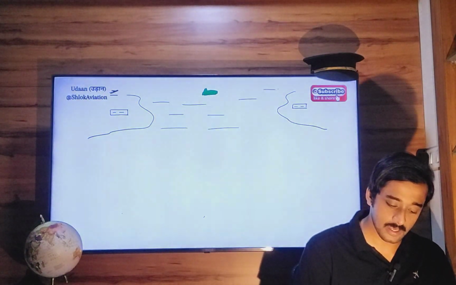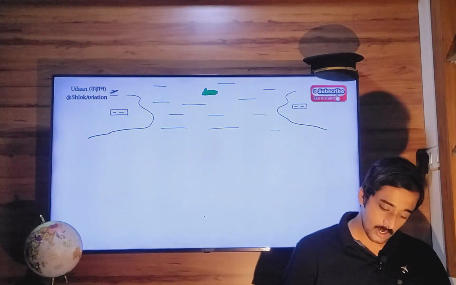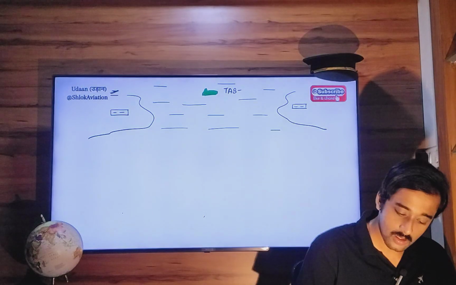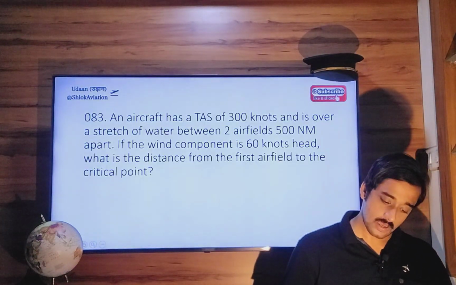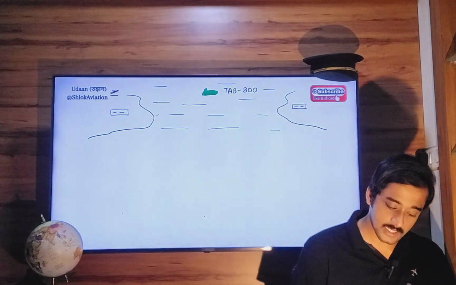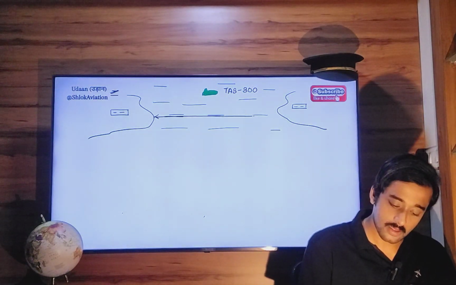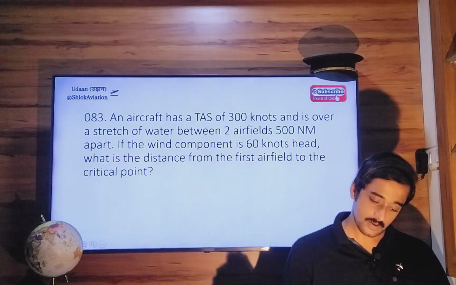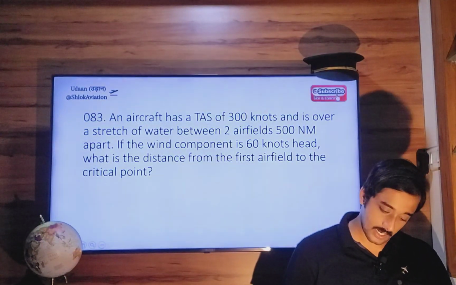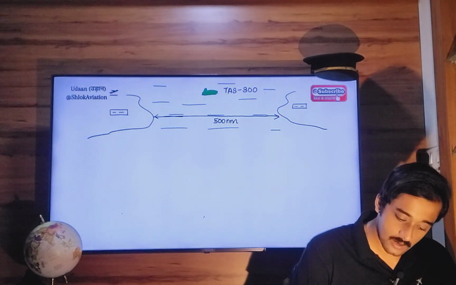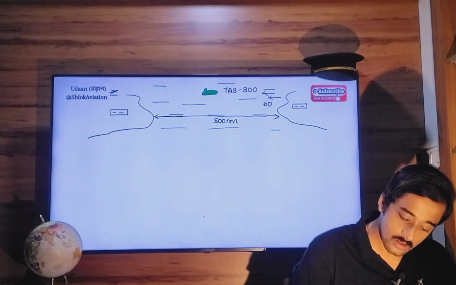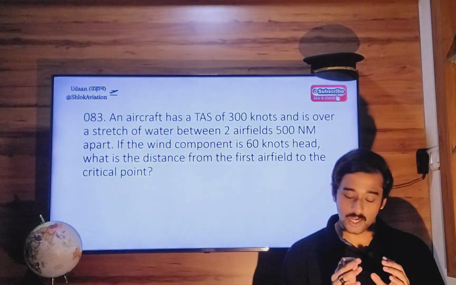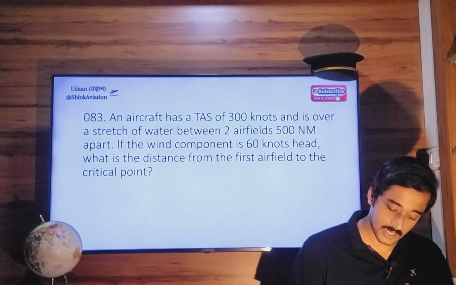Everywhere there is water. Now you are flying at a true airspeed of 300 knots. 500 nautical miles is the distance between them. Wind component 60 knots headwind. So you are getting a 60 knots headwind. What is the distance from the first airfield, that is your departure, to the critical point?